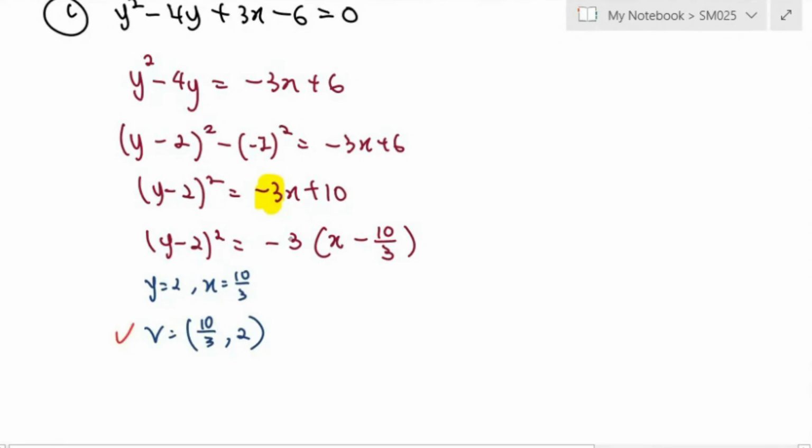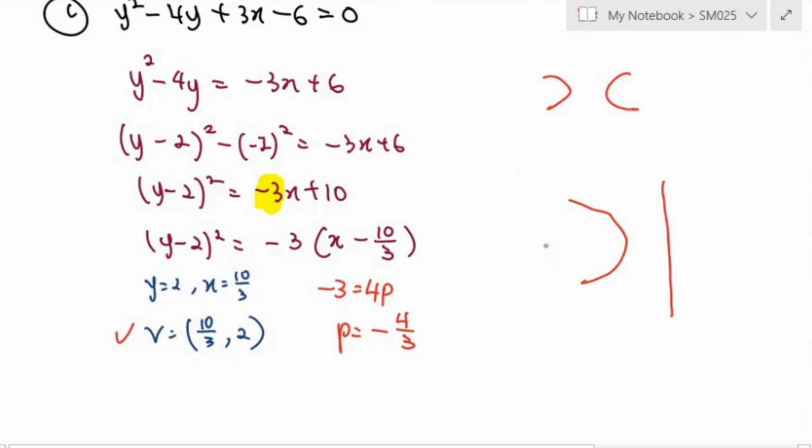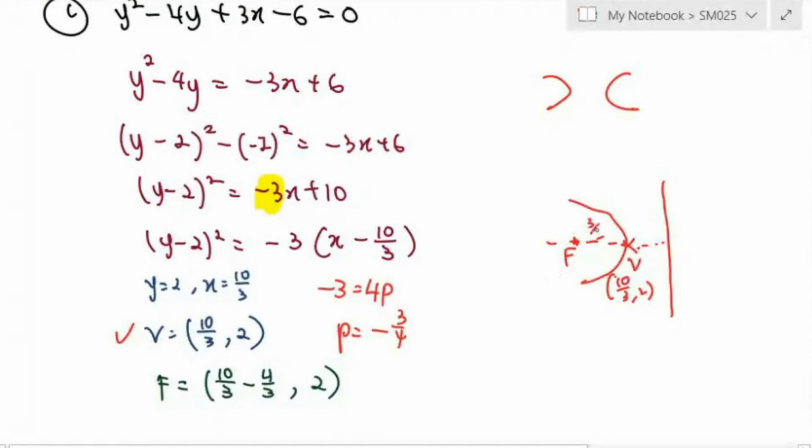And then what's your p? So negative 3 will be your 4p. What's your shape? Since this is y square, whether left or right, it is negative, so it will be left. So the directrix will be here. Then the focal point will be here. So this is my 4 over 3. Here will be 4 over 3. This is the vertex, 10 over 3, 2. State the focal point. The focal point will move to the left hand side. So I will take the x coordinate because you shift to the left. Take the x coordinate minus 4 over 3 unit here. Okay, so here 3 over 4.